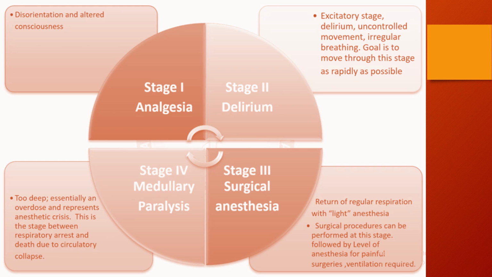Now move on to the stages of general anesthesia. There are 4 stages. Stage 1 is known as analgesia, stage 2 is the stage of delirium, stage 3 is surgical anesthesia, and stage 4 is medullary paralysis.